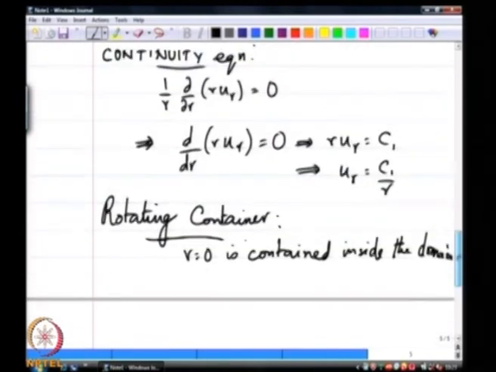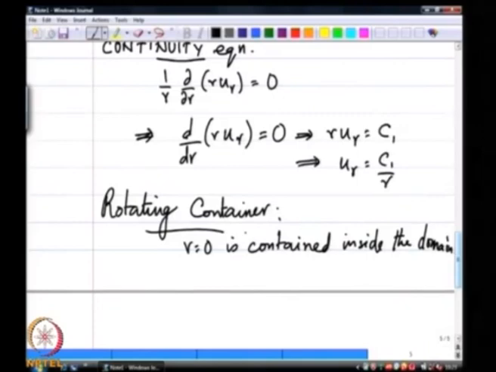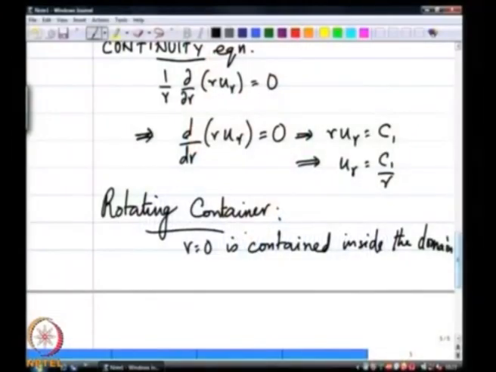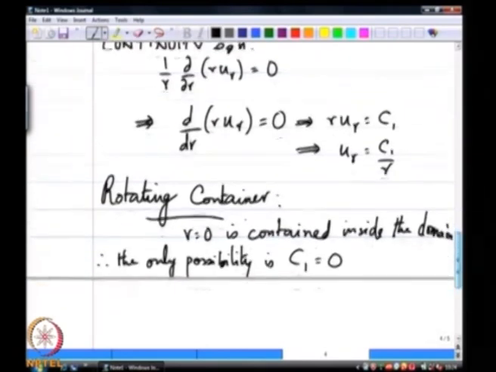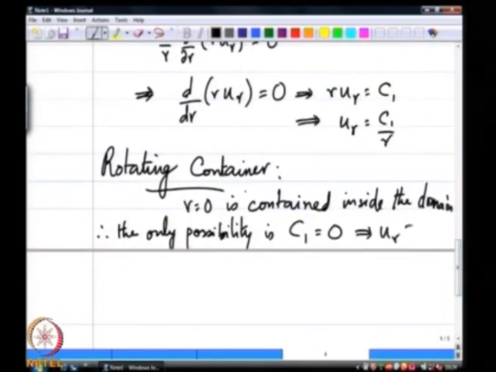if u r is of the form C 1 over r, and this is the only admissible form for u r, if r equal to 0 is contained inside the domain, that amounts to an infinitely large radial velocity at the center line. So, therefore, the only admissible solution is C 1 equal to 0, which also implies that u r is identically 0 everywhere.